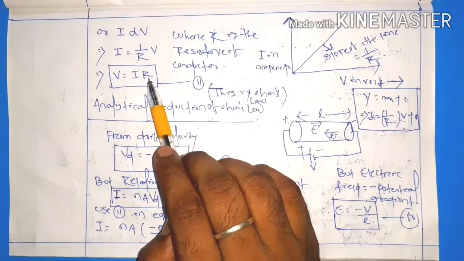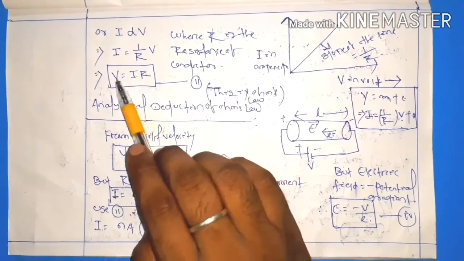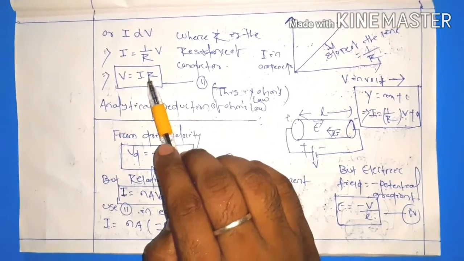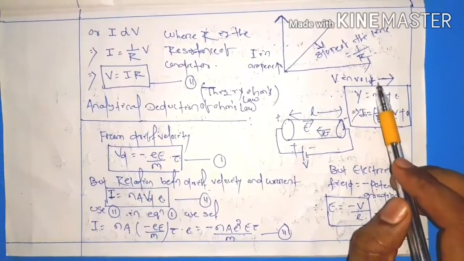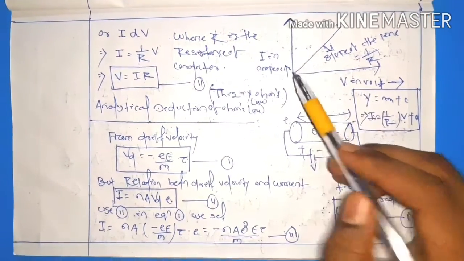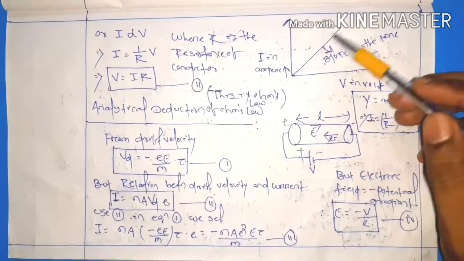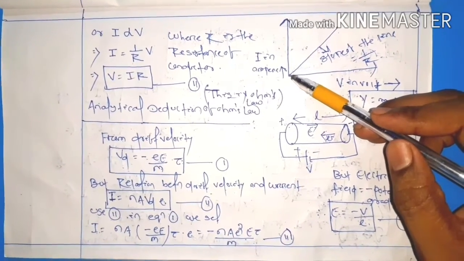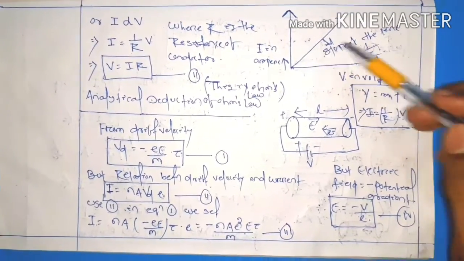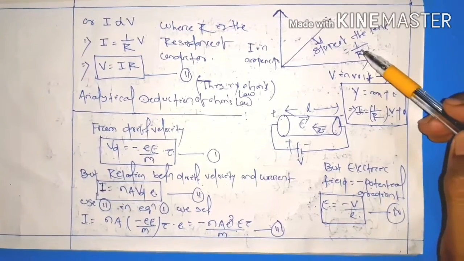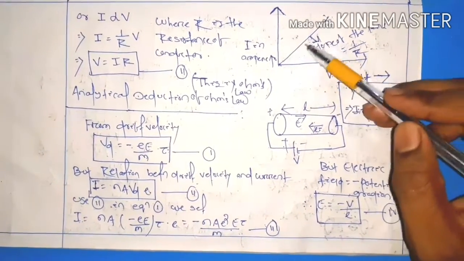So if you plot a graph between voltage and current, taking voltage on the x-axis and current on the y-axis, the nature of the graph is a straight line passing through the origin, and the slope of the line indicates 1 by R. 1 by R is the slope of the line.